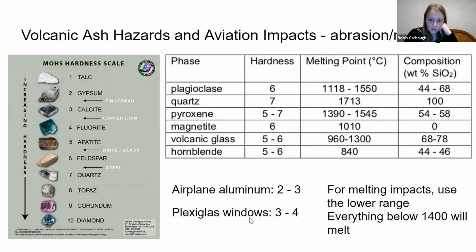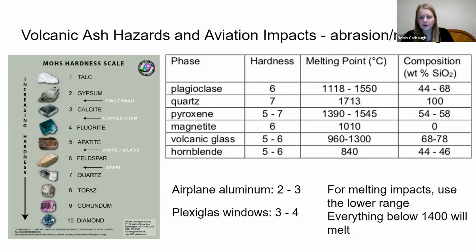And then plexiglass windows, also part of airplanes, are a little harder, 3 to 4, but still softer than all the minerals in ash. So if a plane was to fly through an ash cloud, it would get scratched up pretty bad, which can be pretty dangerous.